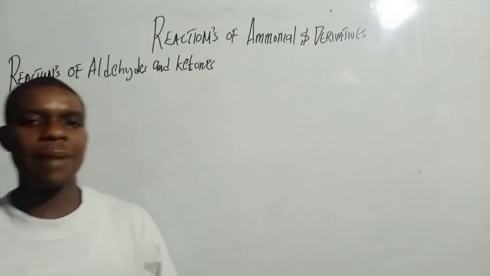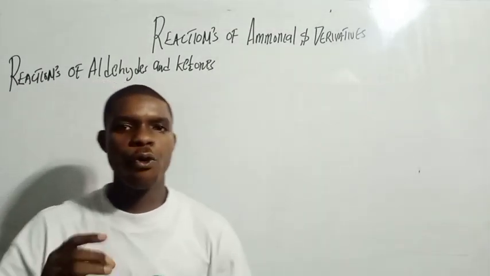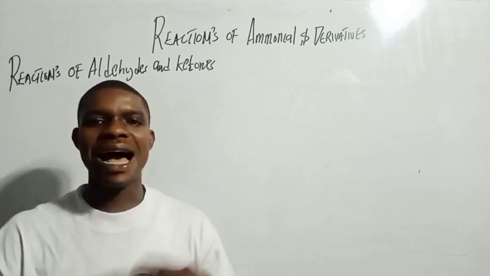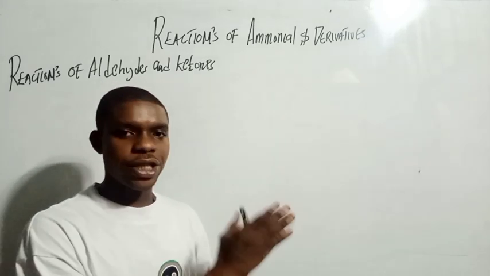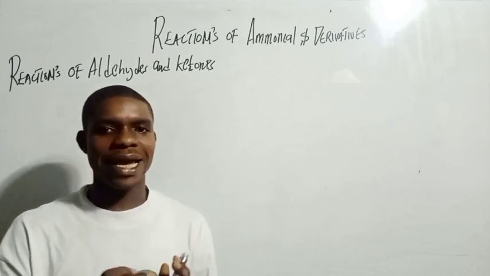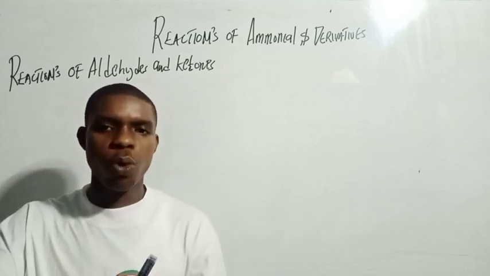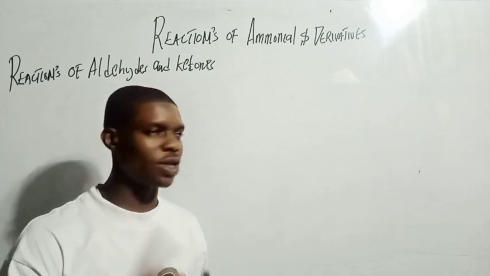Let me give you a general overview of the reactions when ammonia and ammonia derivatives are added to the aldehyde or ketone. Now let me show you the blueprint. The product you're going to get is an imine type of product, and you're going to form water at the end. So let me show you here.